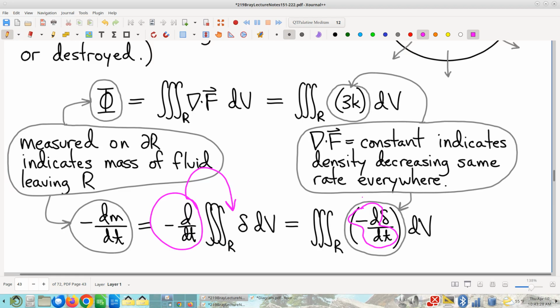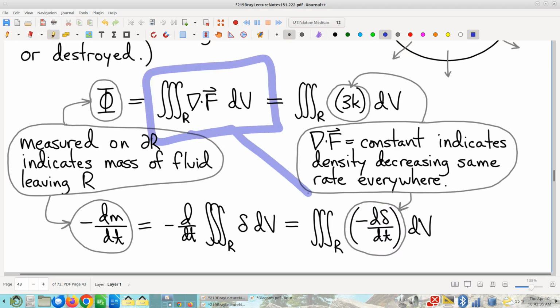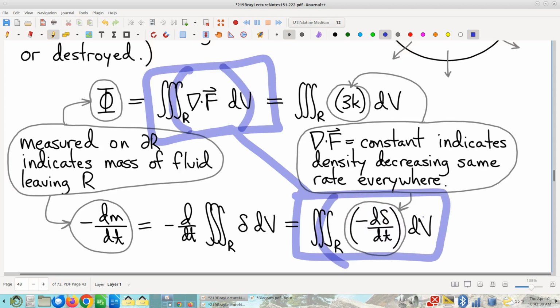And now, having done that, let's compare this expression with this expression. Notice both of them are integrals over the whole volume, and they're equal, and so therefore divergence would be naturally interpreted as this. Divergence tells you the negative of the rate of change of density.